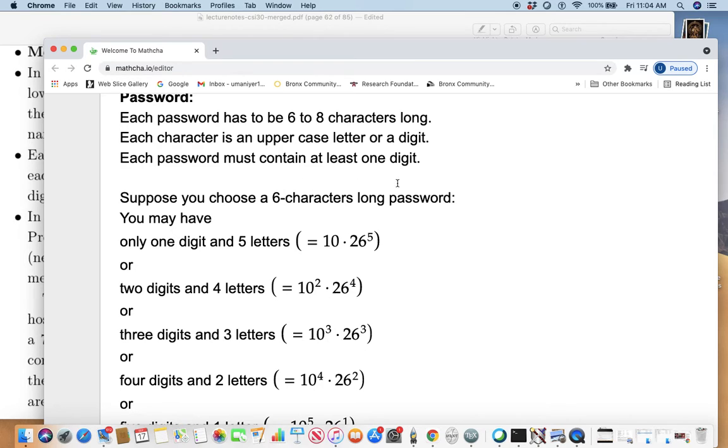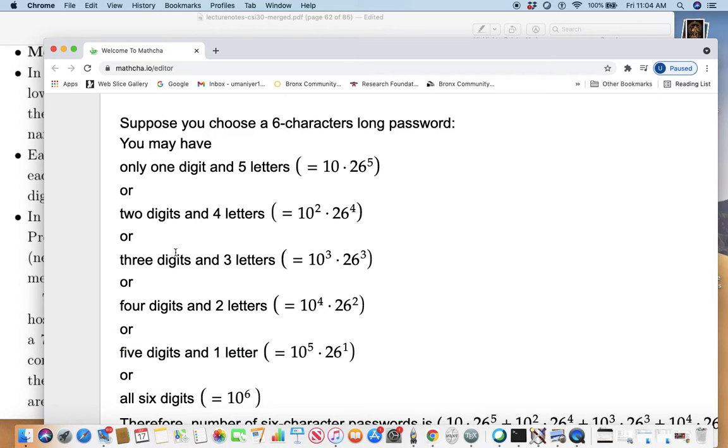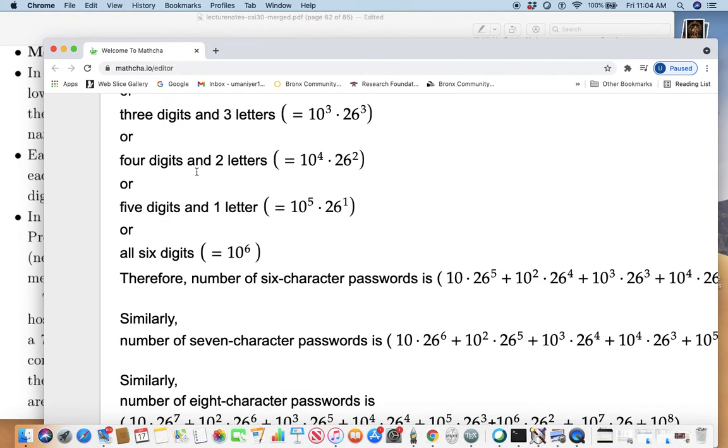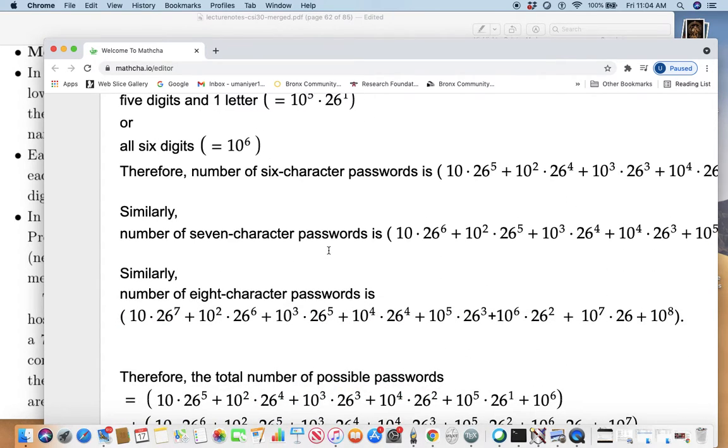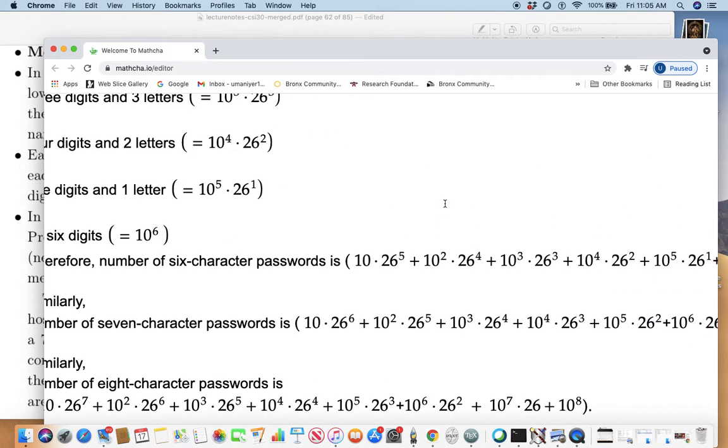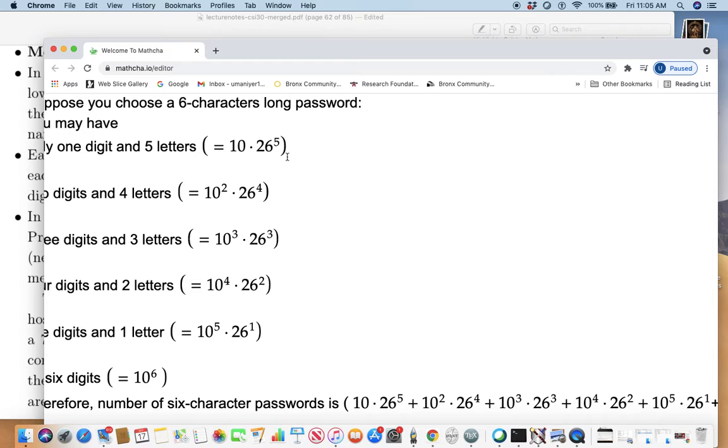So for a 6 character long password, you may have only one digit and 5 letters. That's 10 times 26 to the power 5. Or you may have 2 digits and 4 letters, 10 to the second power times 26 to the fourth power. Or 3 digits and 3 letters, 10 to the third power times 26 to the third power. 4 digits, 10 to the fourth power times 26 to the second power. 5 digits and 1 letter, 10 to the fifth times 26 to the first, or all 6 digits. Therefore the number of 6 character passwords is, add all these numbers up.